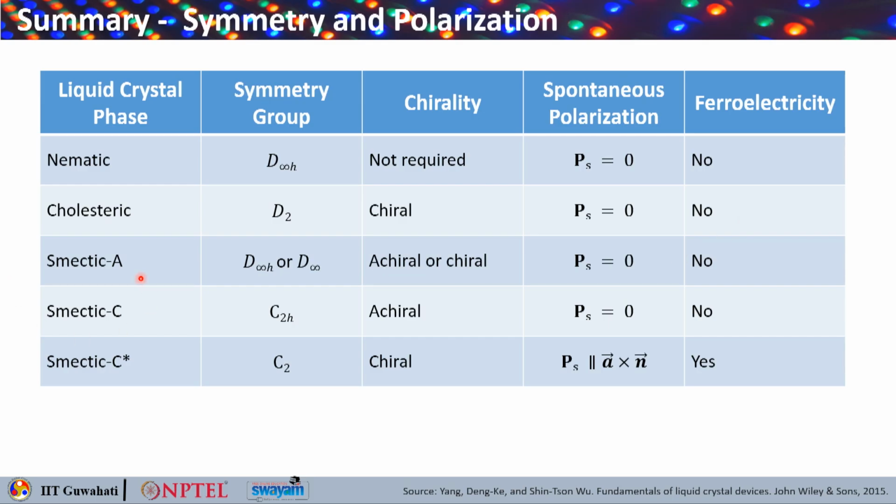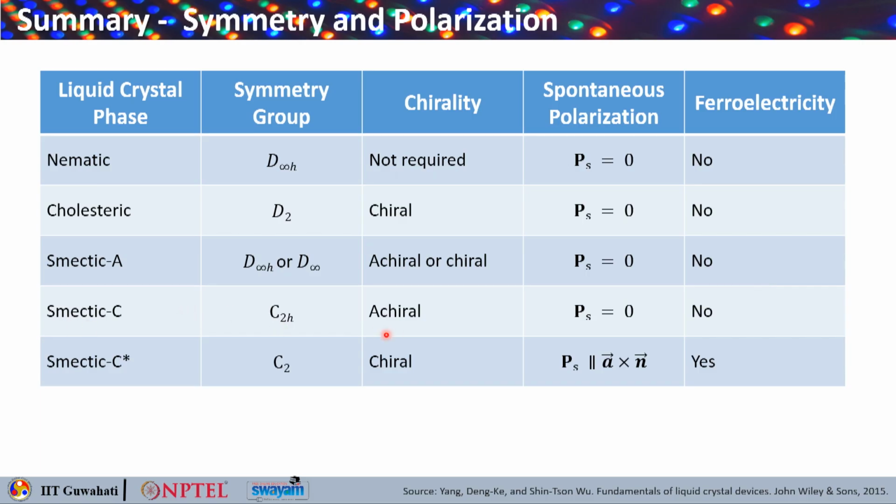Smectic A, the symmetry group can be D infinity h or D infinity. Chirality is not a requirement here, it can be chiral or achiral, but it doesn't make any difference. The spontaneous polarization will be 0 and ferroelectricity is also not there.